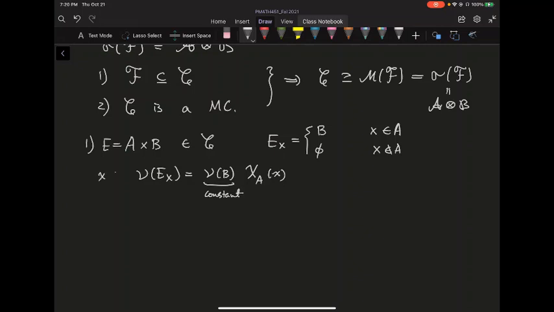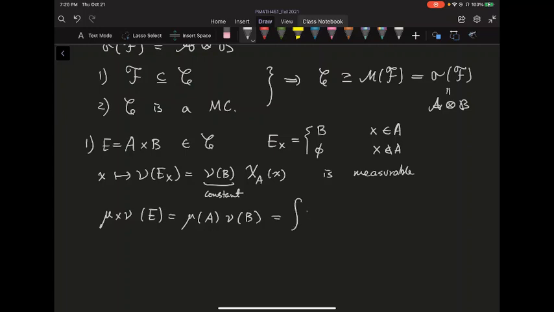So the map from x to this constant times the characteristic function is measurable. And similarly, you can show that the map y to mu of Ey is also measurable, so that's simple. Another thing you can show is the product measure of this set E, which by definition, on these boxes is just the product of their measures.